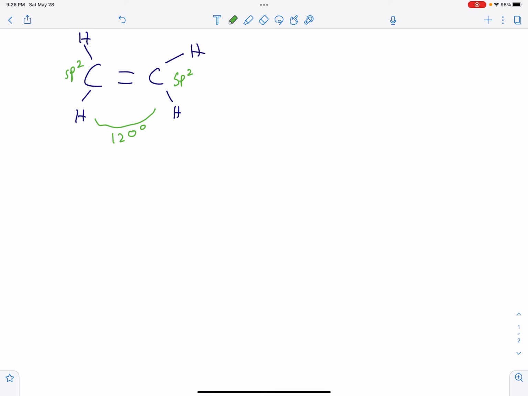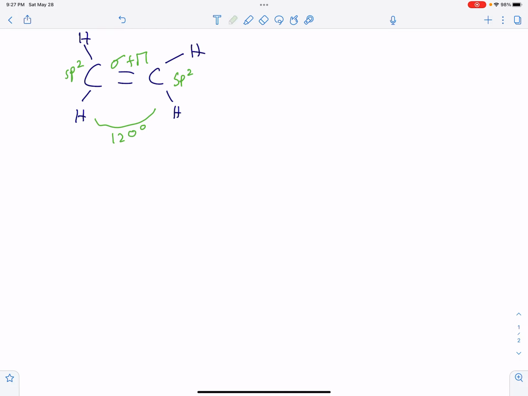Also, this carbon-carbon double bond is a result of a sigma and a pi bond overlapping. That's going to be important to show in the diagram too. And one last thing, each of these carbons has an unhybridized p orbital, and we'll account for those unhybridized p orbitals in our diagram as well.